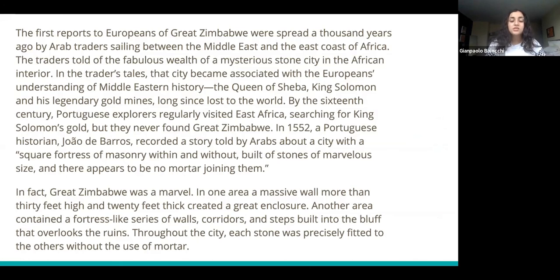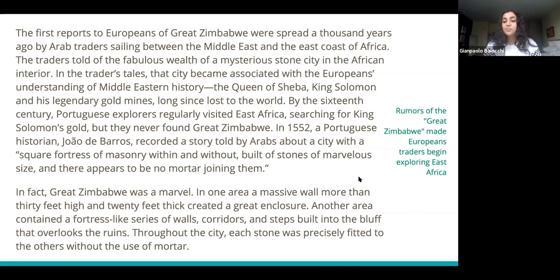Okay, so first we're going to go over the main idea for paragraph 2, which is the first paragraph on this slide. The main idea that I wrote is: rumors of the Great Zimbabwe made European traders begin exploring East Africa. There are a lot of words, again, in this paragraph and the next that I didn't know and that you probably don't know, but the one that I'm going to focus on is mortar, because it's repeated in the first paragraph and the second paragraph.